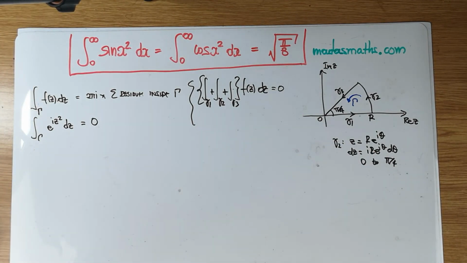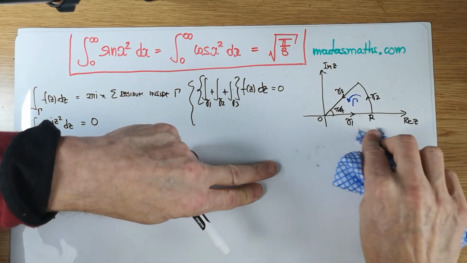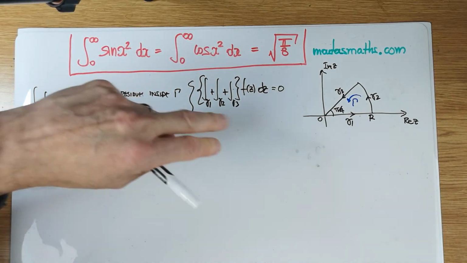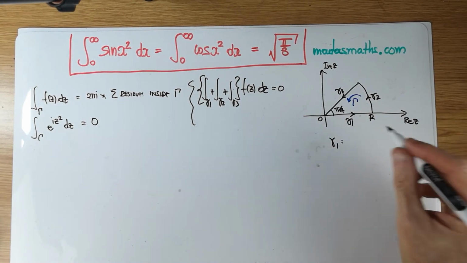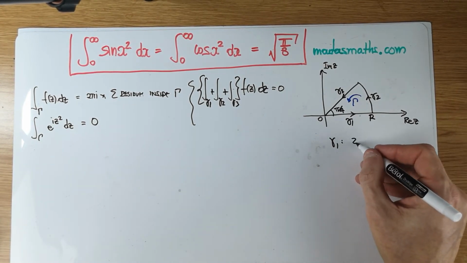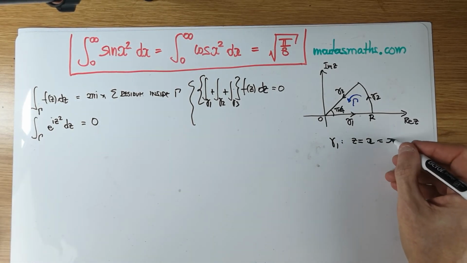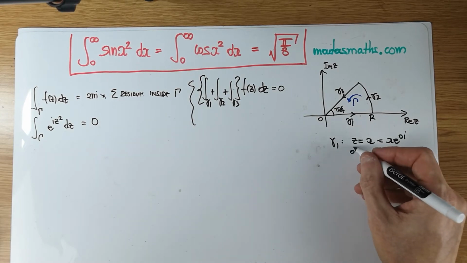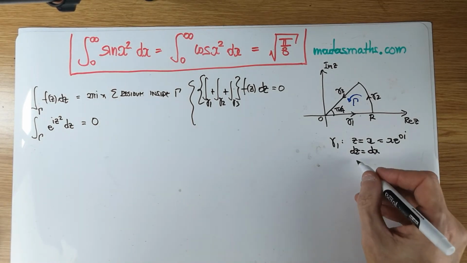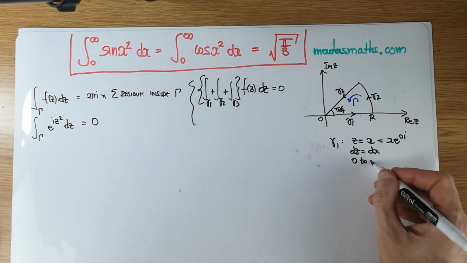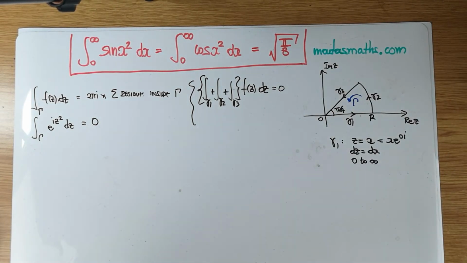Let me rub off this information about gamma 2, and let's put information about gamma 1 now, and about gamma 3. So around gamma 1, z is simply x, or if you prefer, x e to the 0 i, and dz is simply dx. And the limits go from 0 to infinity, as we are looking at the limiting case.